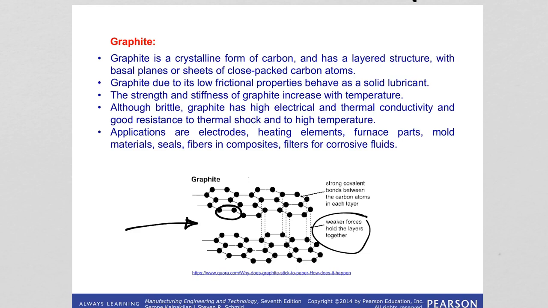So of course it is brittle, but has high electrical and thermal conductivity, good resistance to thermal shock and to high temperatures. Where do we use graphite? Because it can resist thermal shock, it can be used in applications such as electrodes, heating elements, furnace parts, mold materials, seals, fibers in composites, and filters for corrosive fluids.